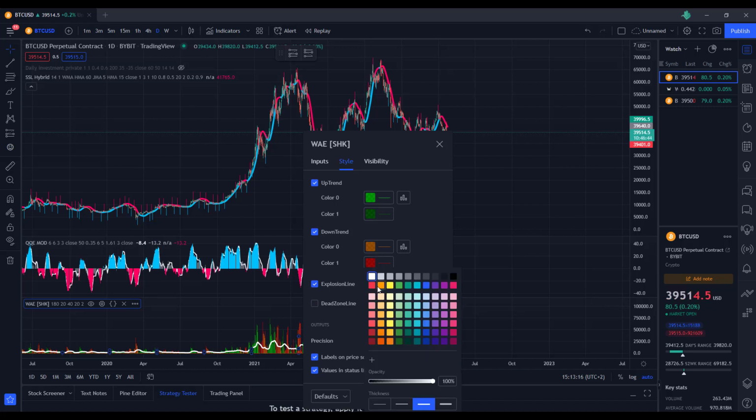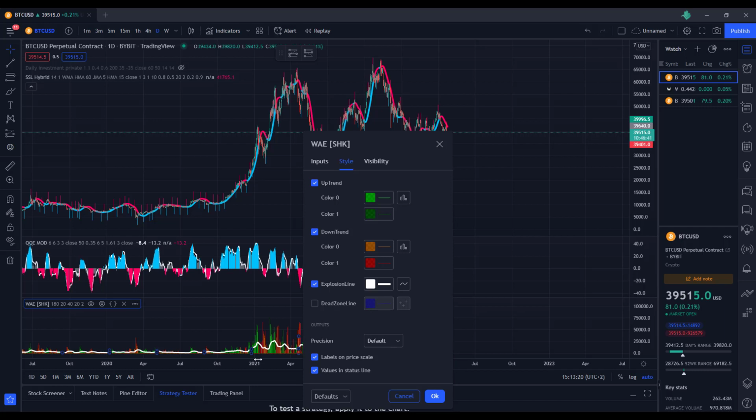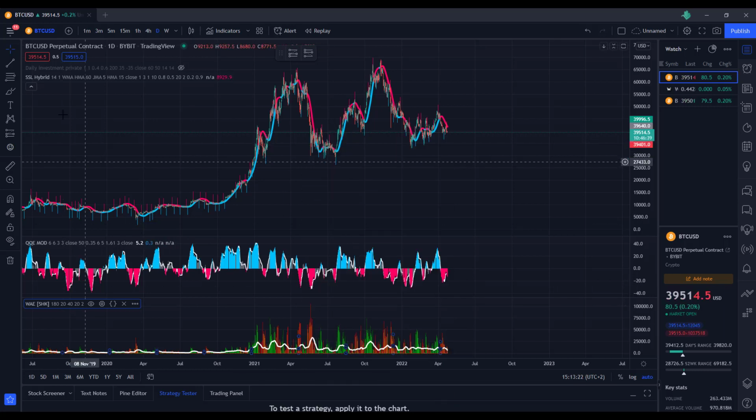I'm going to use a thick white line, then it's going to be more noticeable. Alright, so these are the adjustments on every indicator. Now let's go to the trading rules.